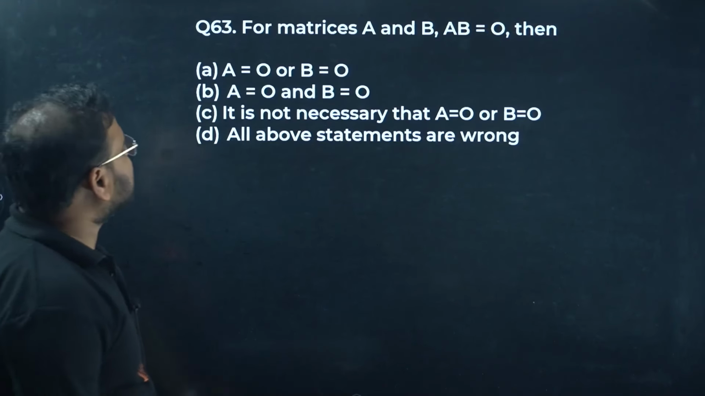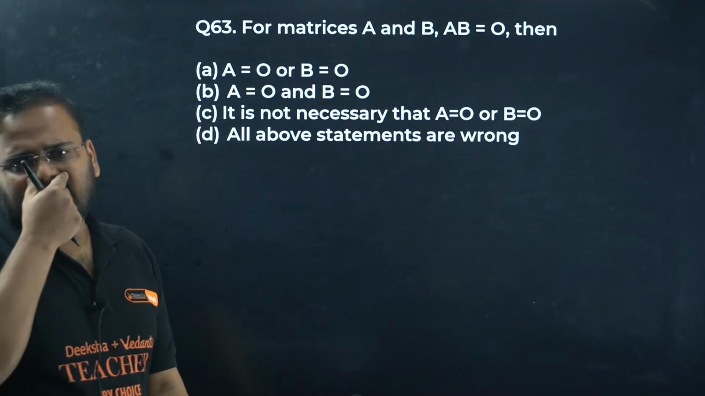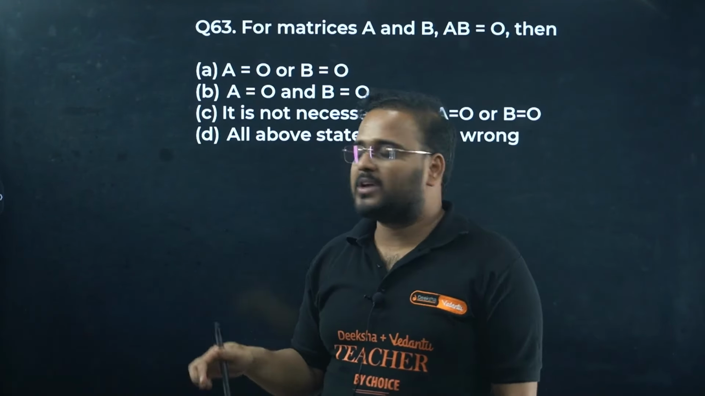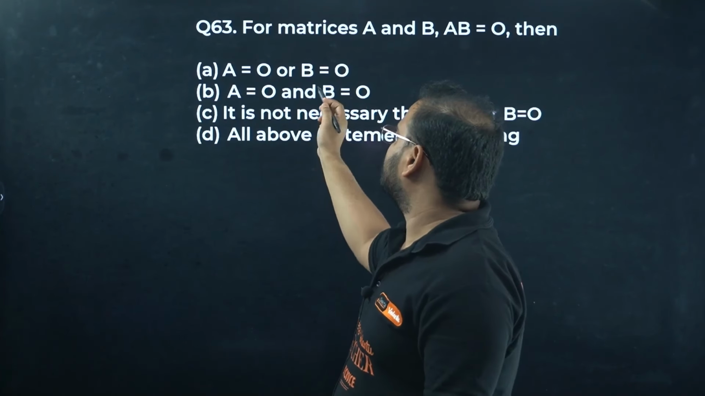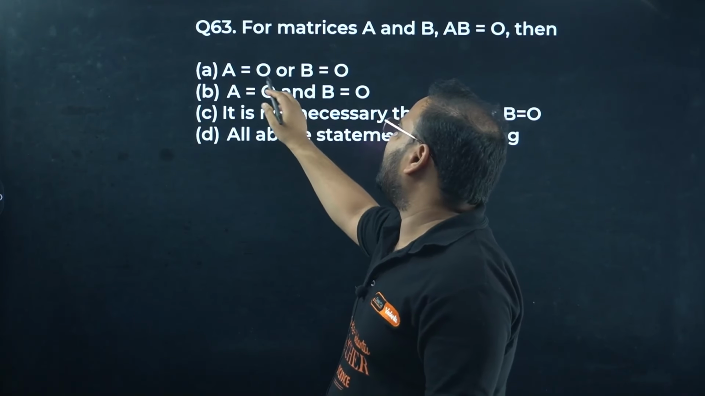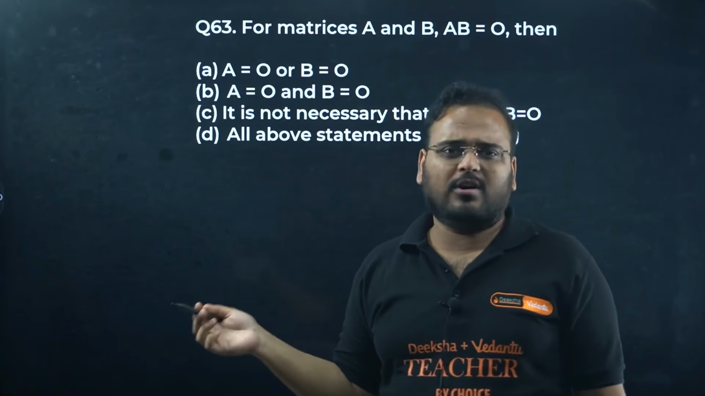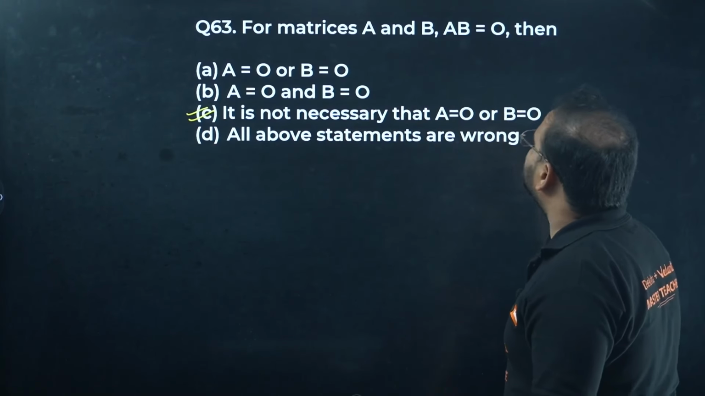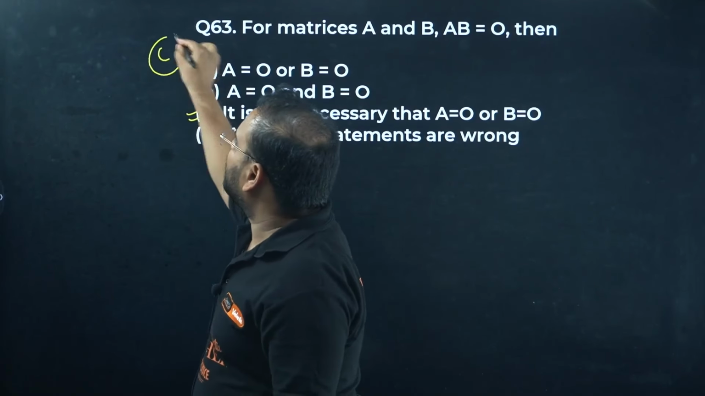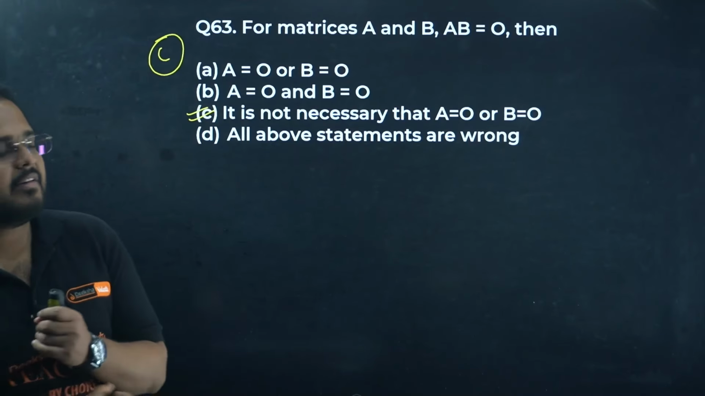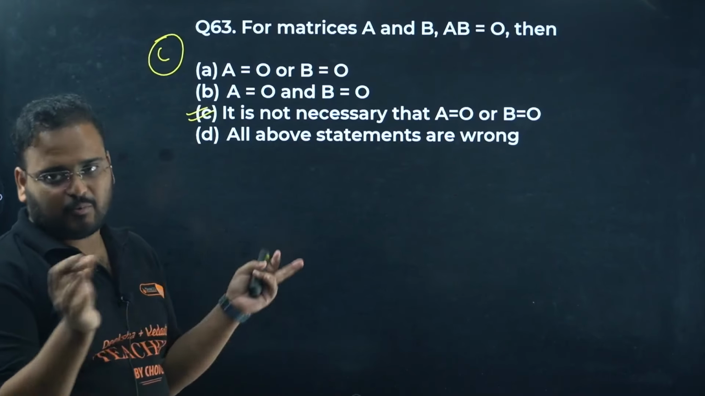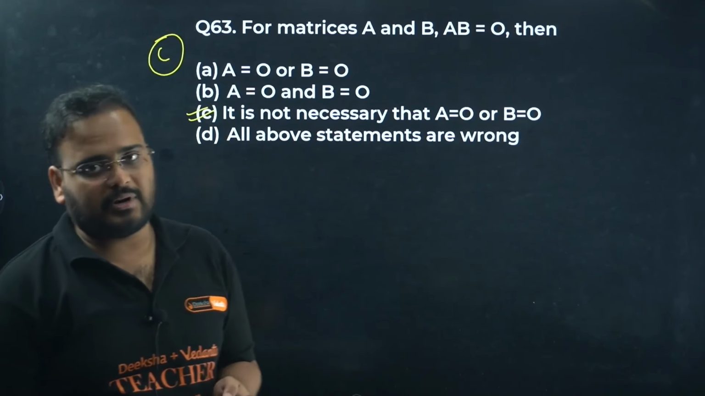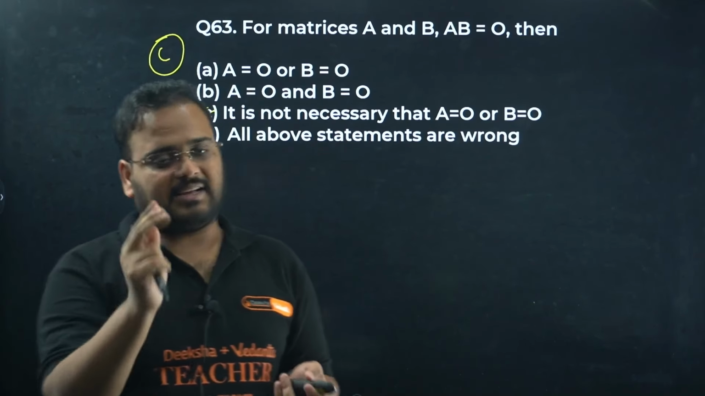Next, for matrices A and B, AB is 0. I can have cases where A is non-zero and B is non-zero, and the product becomes 0. So A and B both being 0 is not always true. It is not necessary that A and B should be 0. So the answer has to be option C. Even when they're both non-zero matrices, the product becomes 0, because when you multiply two matrices, you add the elements after taking products. So if they are negative in sign, it cancels.